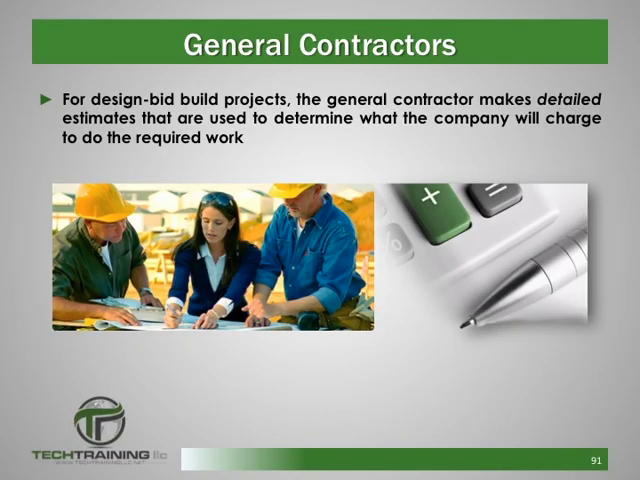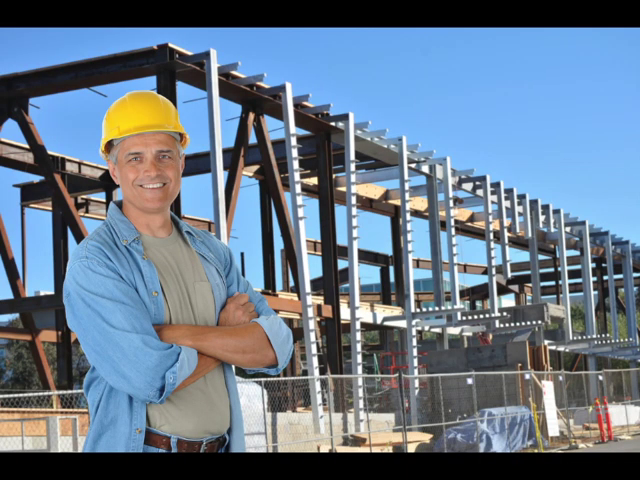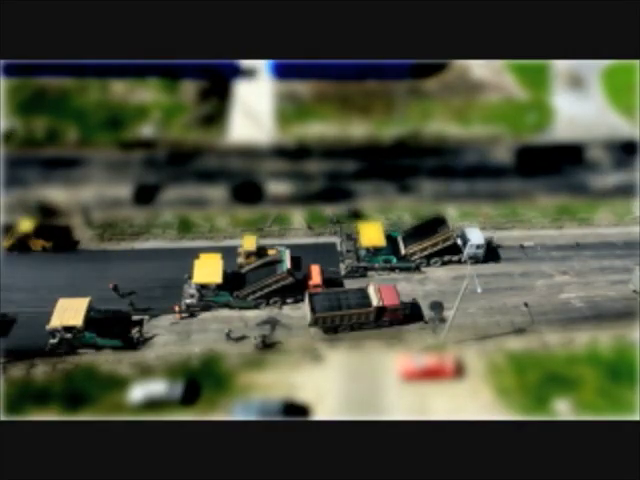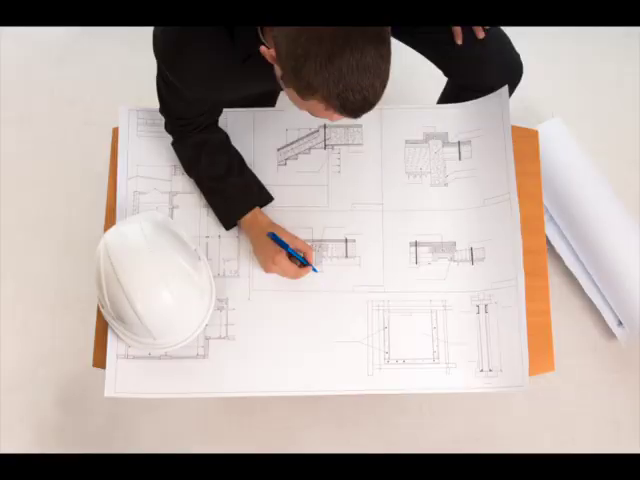When it comes to design bid build projects, typically it's the general contractor who will do a detailed estimate which is used to determine what they're going to charge for the required work. Here, the estimator will have to take off the quantities, determine the cost of materials, what it's going to cost to get the materials to the site and install them, as well as assemble all the bids of the subcontractors, as well as determine the costs of insurance, permits, office staff, and so on.